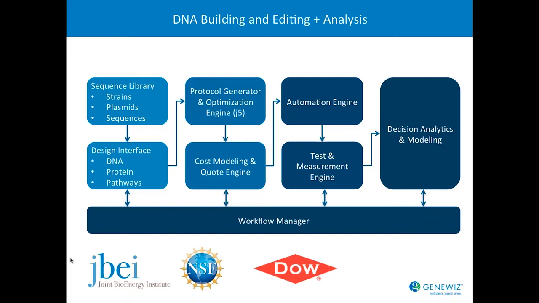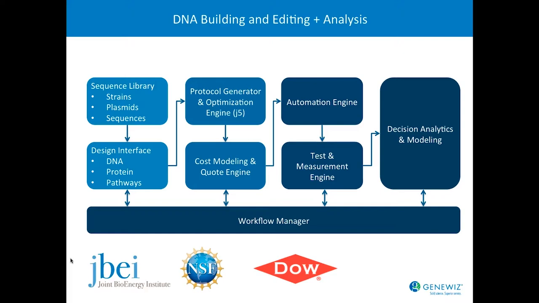So it starts up at the upper left of this diagram, and then wiggles its way over to the right. You start where you think you might want to start, which is with data. So you need to start with sequences. Sequences are in plasmids, plasmids are in strains. You want to have all of that at your fingertips. And then you want to have your interface with the molecules of interest, so that means being able to look at it from DNA, protein, and pathway points of view.